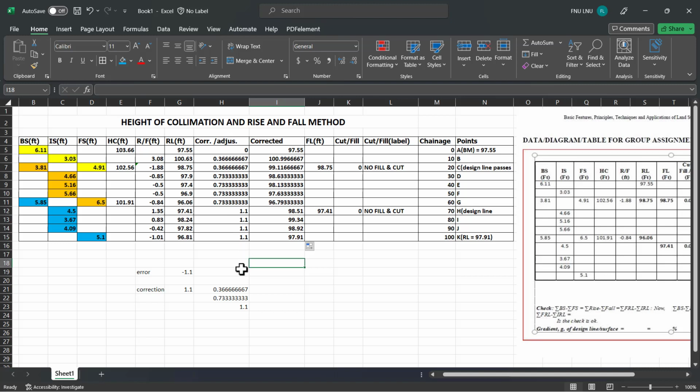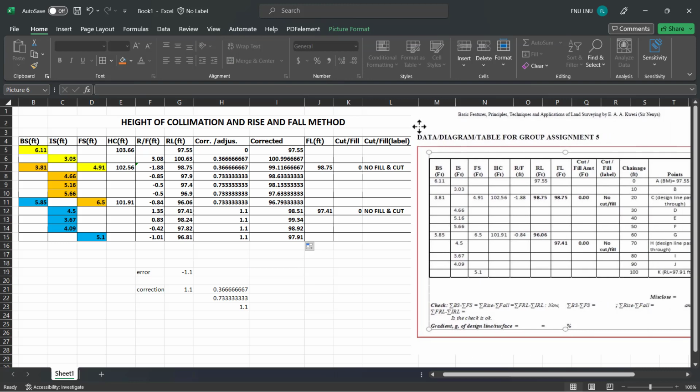So now you are able to cover how the height of collimation is done, the rise and fall, how it is done, how to compute the reduced levels, how to adjust the reduced levels to get the corrected ones, how to compute the rise and fall. Then these are the labels.